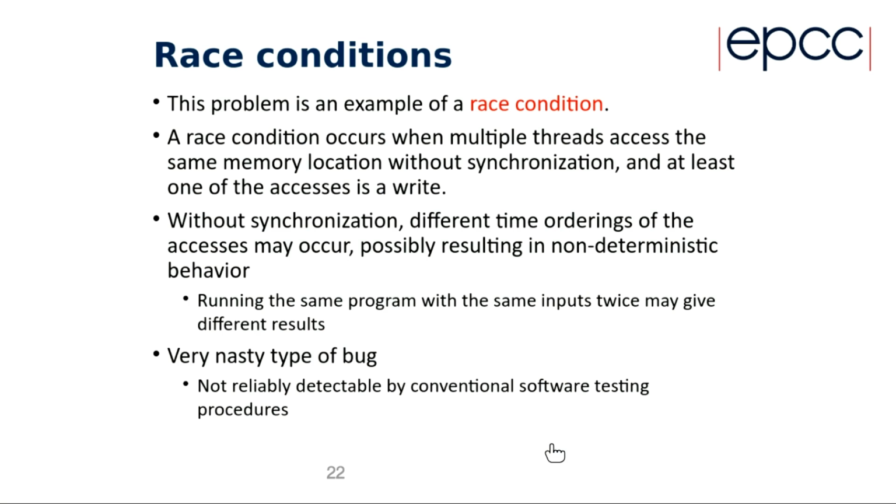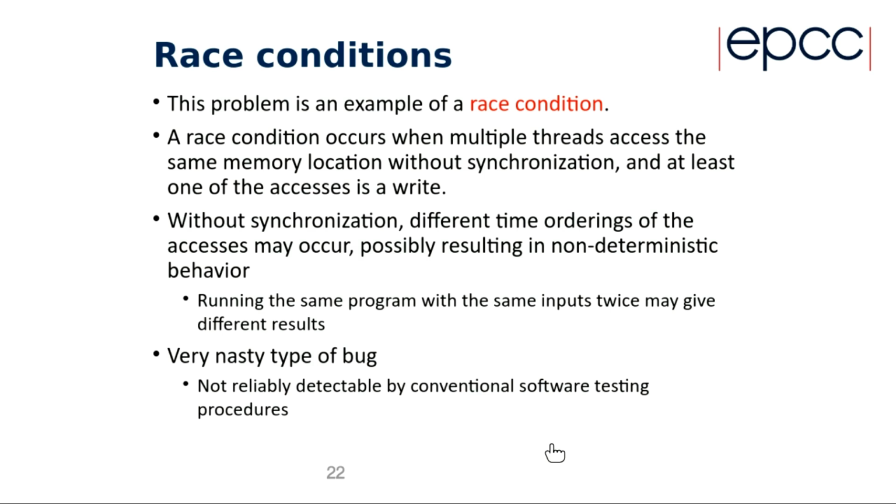So just a bit of terminology here. This problem is an example of what's called a race condition. A race condition occurs when multiple threads access the same memory location without any synchronization, and at least one of those accesses is a write. If all the accesses are reads, then we don't have any problem because no values are being modified. So that's fine. But if at least one access is a write, then we have a problem.